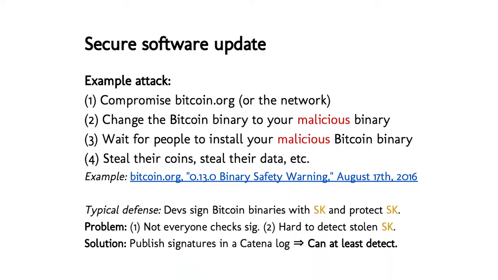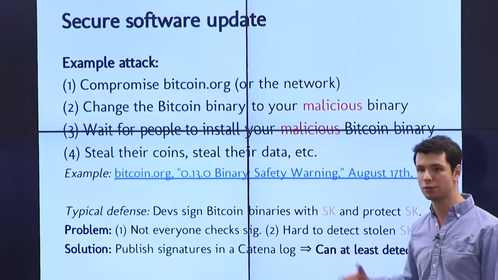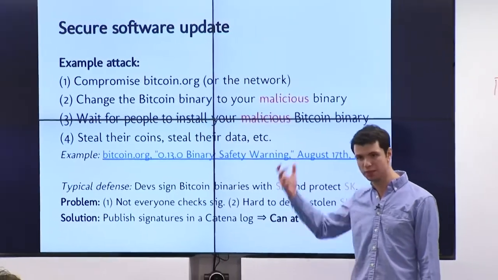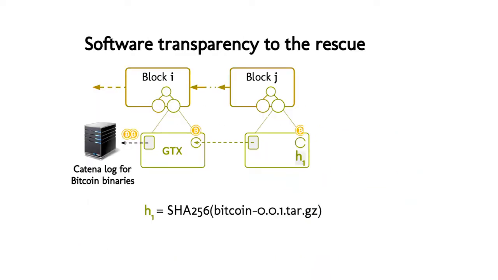So a solution, of course, is to publish these signatures of Bitcoin binaries in a Catena log. So now if there's a malicious binary being published by a state actor, people won't accept that binary unless it's in the Catena log, which means people and the Bitcoin devs will see the same binary. Right? So let me show you what I mean with a picture.